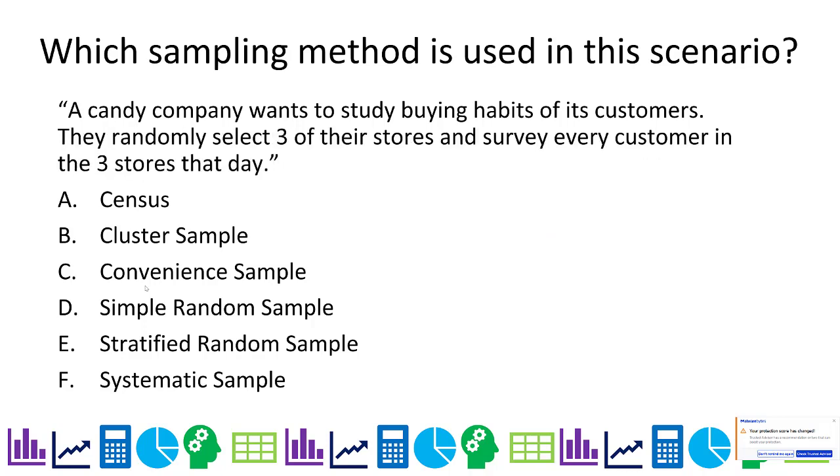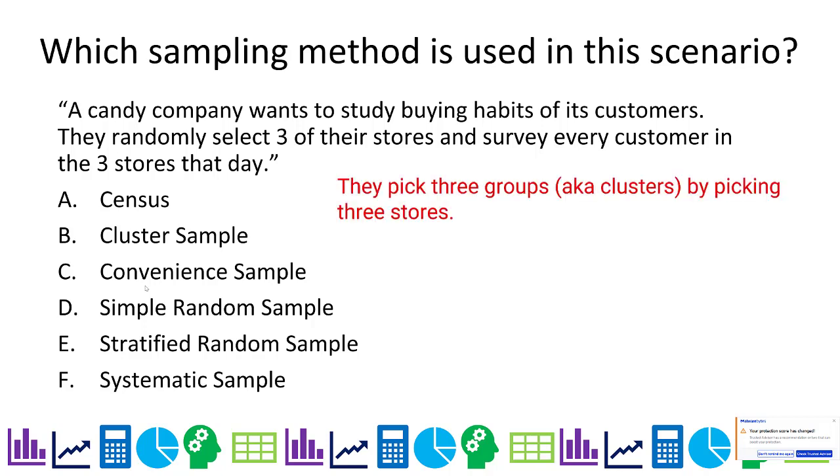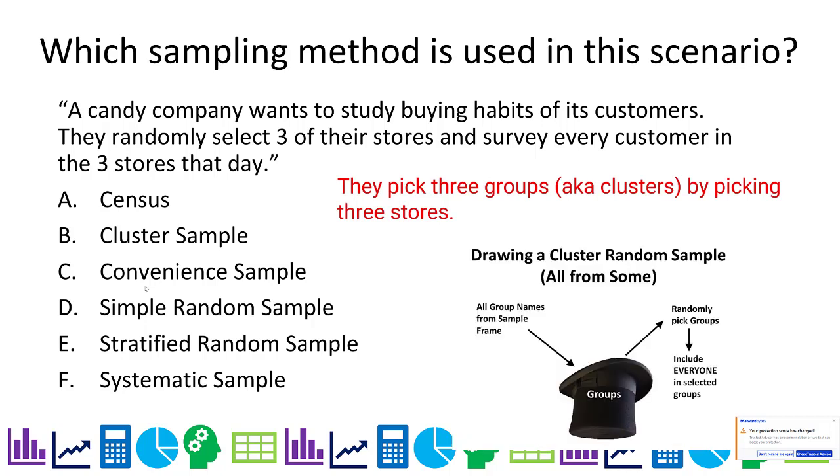All right, now they randomly select 3 of their stores and survey every customer in the 3 stores that day. So they pick 3 groups, aka clusters, by picking 3 stores. So that is a cluster sample because you're picking whole groups. You're not doing all the groups, just a few of the groups. So you throw the group names into the hat and then you randomly pick the name from the groups in the hat. And so if you pick store 112, you're going to survey everyone in store 112. So that is a cluster sample.